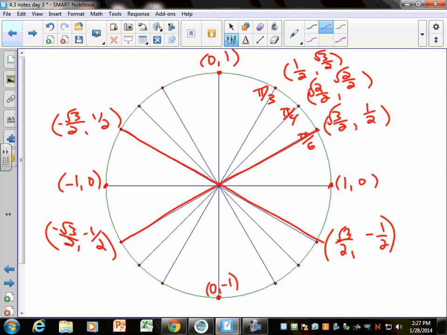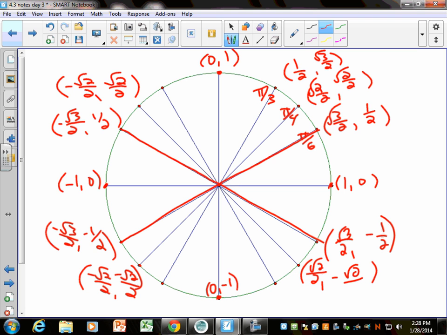Pi/4 is my favorite, and it's going to become your favorite because you don't have to remember which one's which. It's just square root of 2 over 2, square root of 2 over 2, and you just change the signs. And pi/4s are all the ones in the middle. So this is just going to be negative square root of 2 over 2, square root of 2 over 2. This one's going to be negative square root of 2 over 2, negative square root of 2 over 2. And this one's going to be square root of 2 over 2, negative square root of 2 over 2.